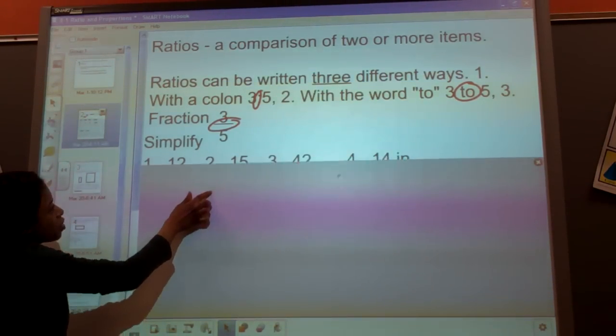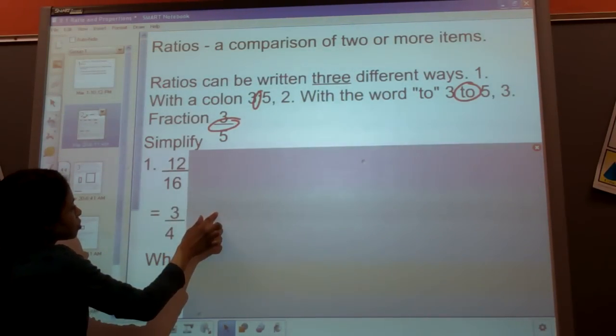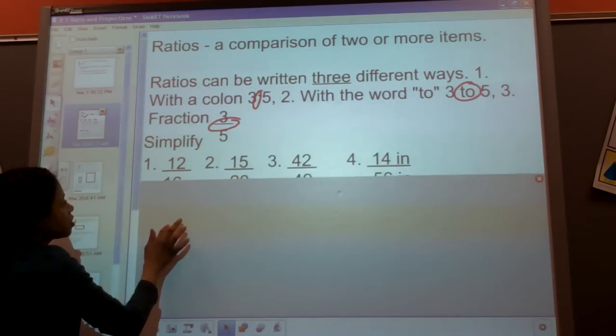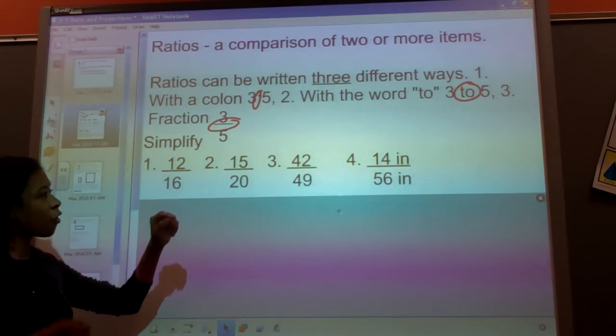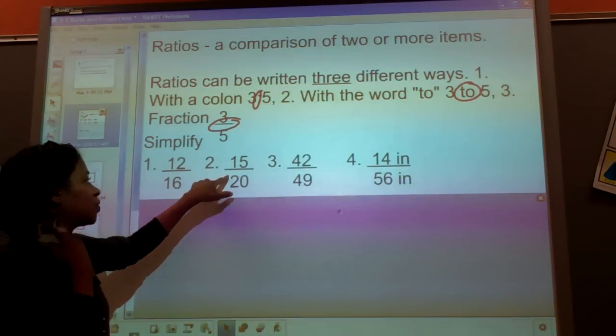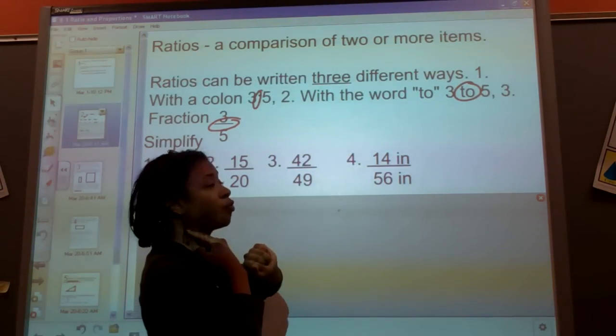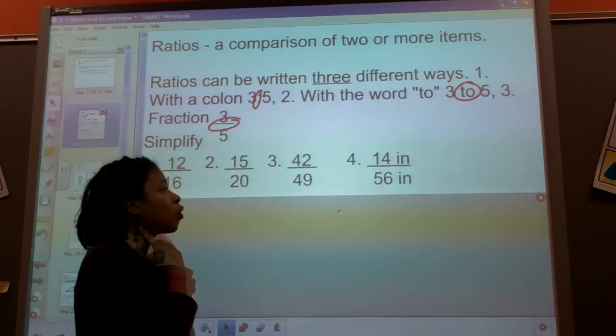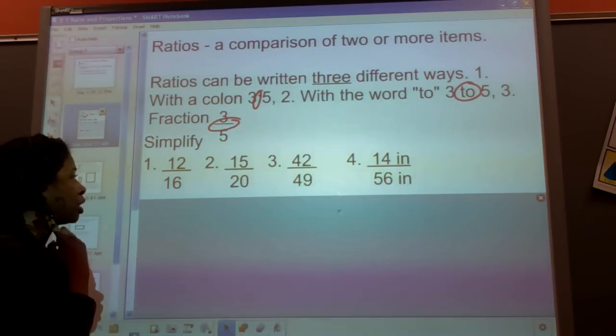So I might ask you to simplify old school. I might have these four fractions: 12/16, 15/20, 42/49, and 14 inches over 56 inches.